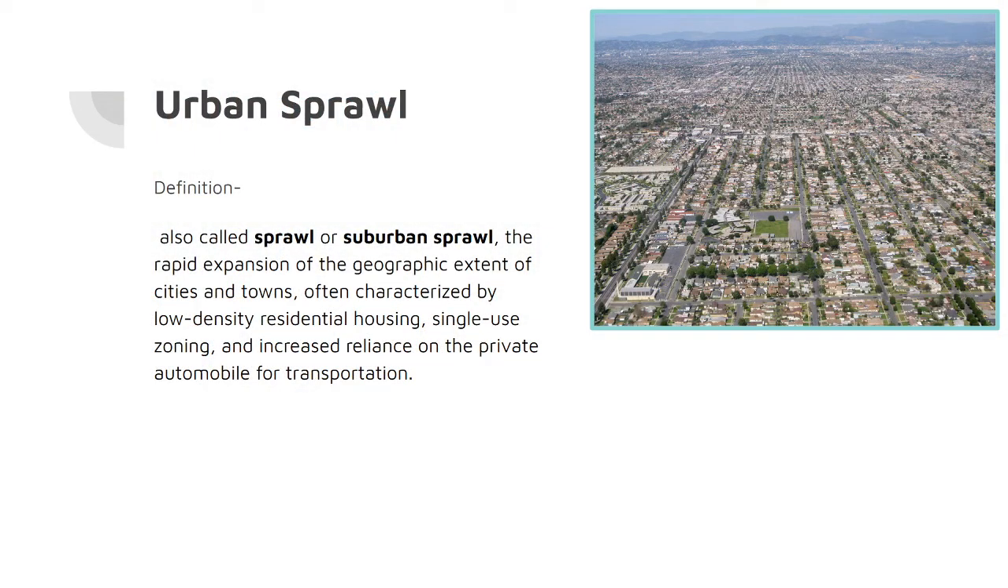As defined by Encyclopedia Britannica, and also called sprawl or suburban sprawl, it is the rapid expansion of the geographic extent of cities and towns, often characterized by low-density residential housing, single-use zoning, and increased reliance on the private automobile for transportation. Now, with an understanding of urban sprawl's definition, we move into the subject matter.